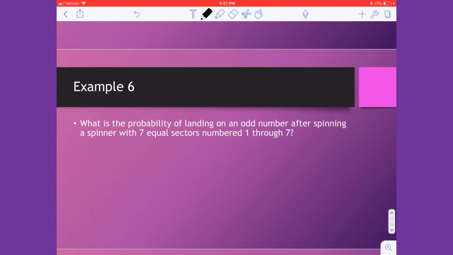What is the probability of landing on an odd number after spinning a spinner with 7 equal sectors numbered 1 through 7? So 1, 2, 3, 4, 5, 6, 7 are all of my options, and I want to land on an odd number. So that is 4 out of 7.